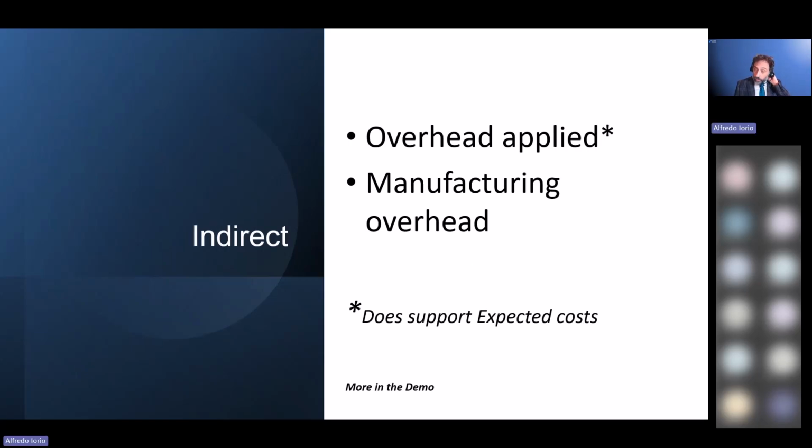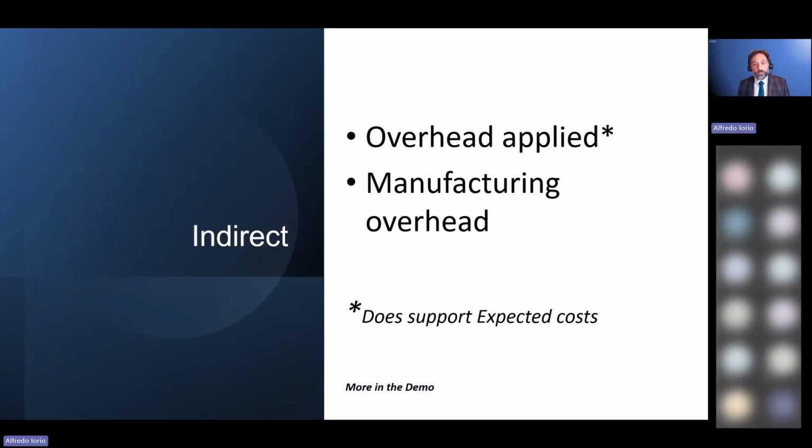Now, what's an indirect cost? In Business Central, it is anything which is indirectly related to the item, but is applied to the cost of the item. Overhead applied, which does support expected costs in a way which is rather peculiar, I must say. So not the best for your reporting, but there are ways to overcome that limitation. And manufacturing overheads, which are always, of course, accrued through work in progress when we manufacture the item.